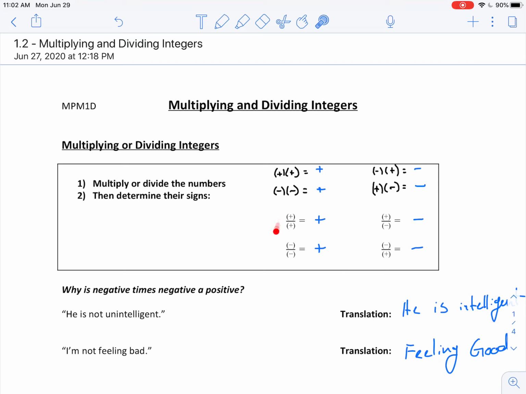And then we have the division down here as well. Positive divided by positive is a positive. Positive divided by a negative gives us a negative. And we can see the other two examples here as well.